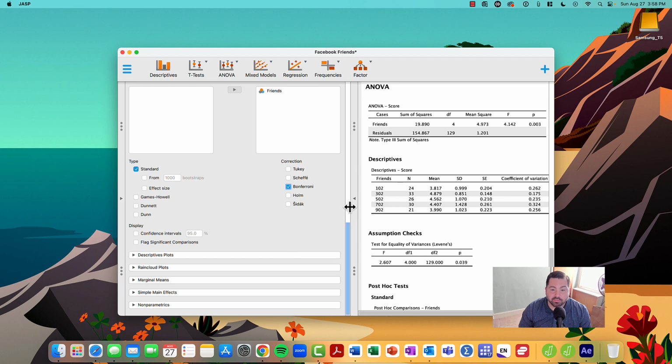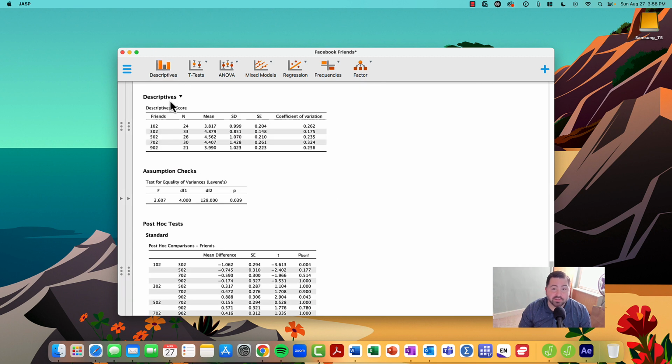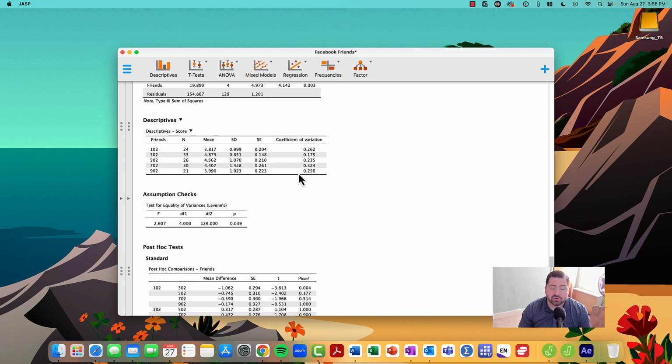If we take a look at the output, if we took a look at the descriptive statistics, we have different levels of the independent variable. In this case, we have 1, 2, 3, 4, 5 levels or 5 groups. So descriptive statistics provide us similar information that we've known all term.